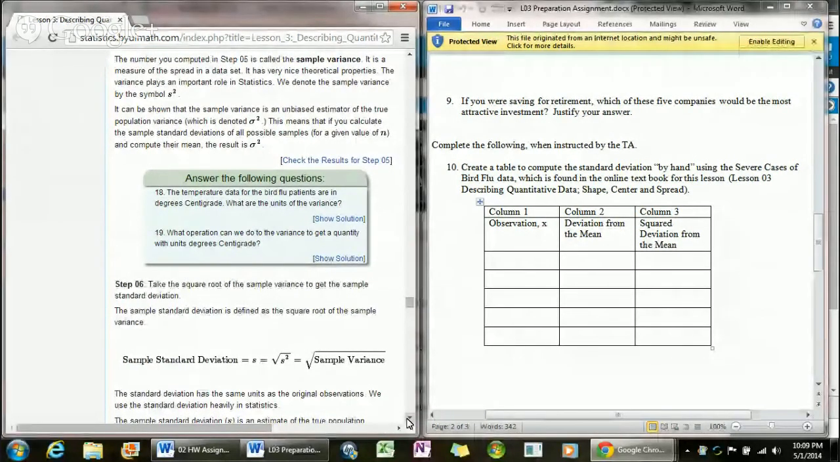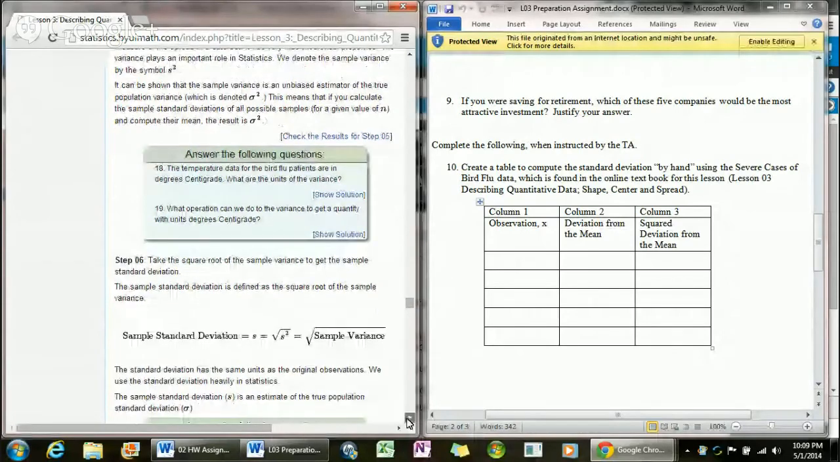So then it's the deviation from the mean.